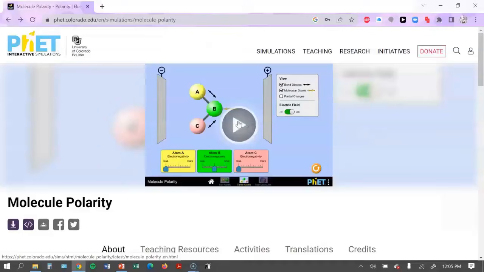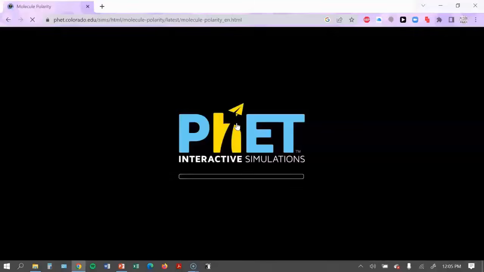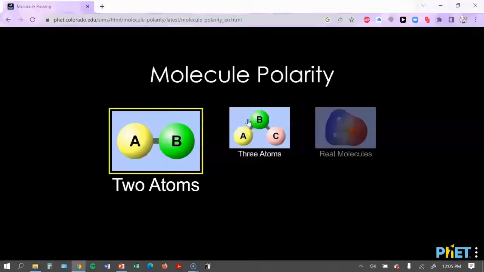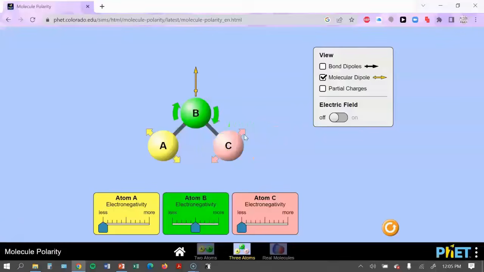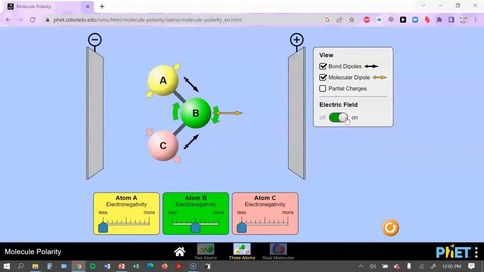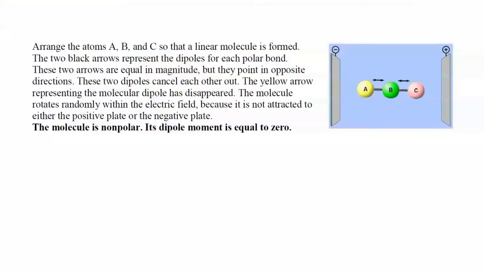All right, so here we are at the website. Again, I'm going to click on the 3 atoms option. I'm going to make sure that bond dipoles and molecular dipole are checked, as well as turning the electric field on. So here are the instructions.